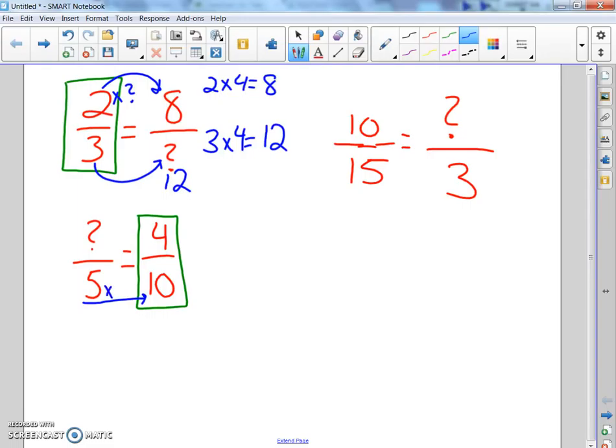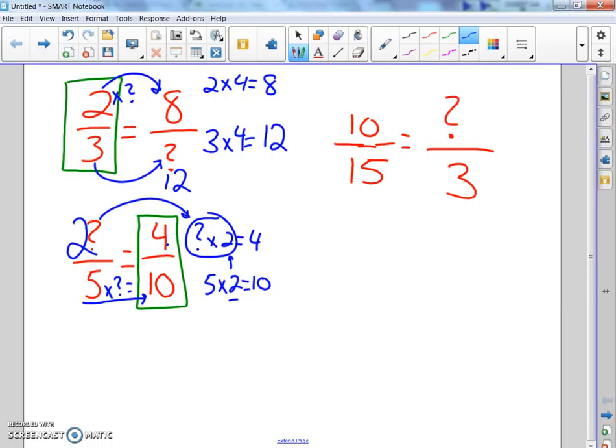So 5 times what number equals 10? I know that 5 times 2 equals 10, so that means I'm multiplying by 2. So now I'm thinking, what number times 2 equals the 4 that I have? And I know that has to be a 2 also, so now I know I should fill in my fraction with 2/5. Be careful, I'm not doing 4 times 2 to get the answer. I'm doing what number times 2 equals the 4 I already have.